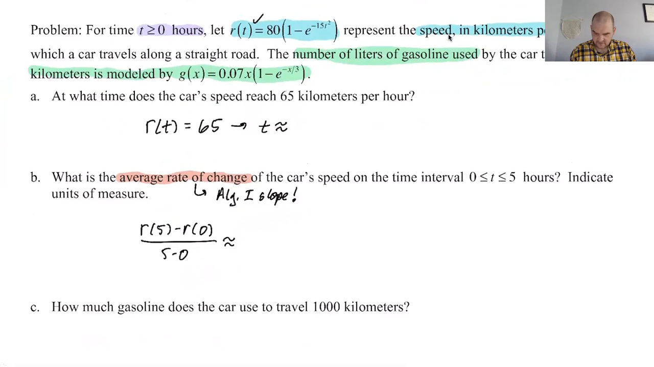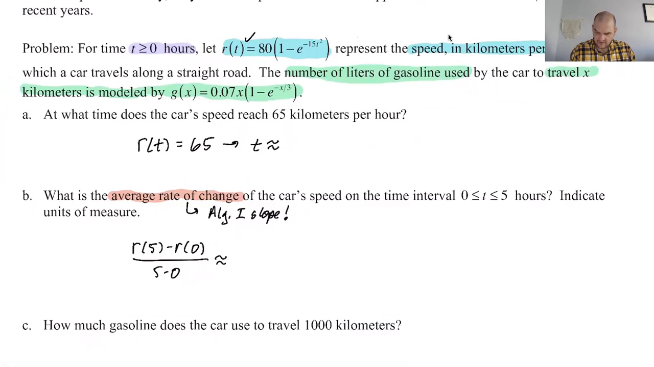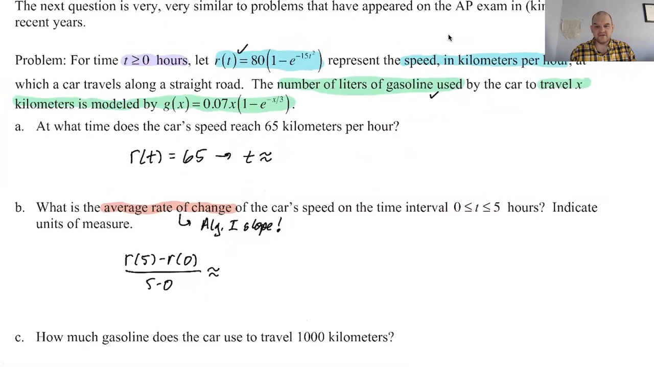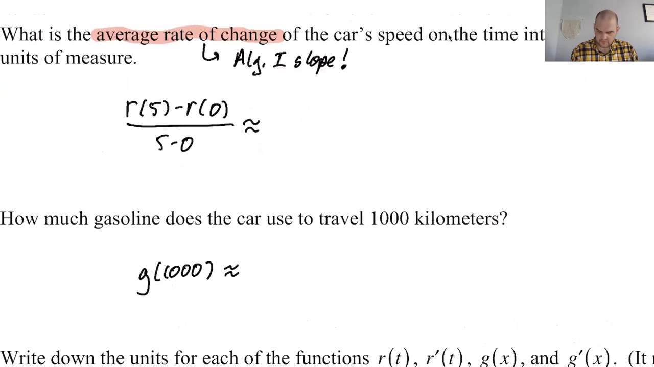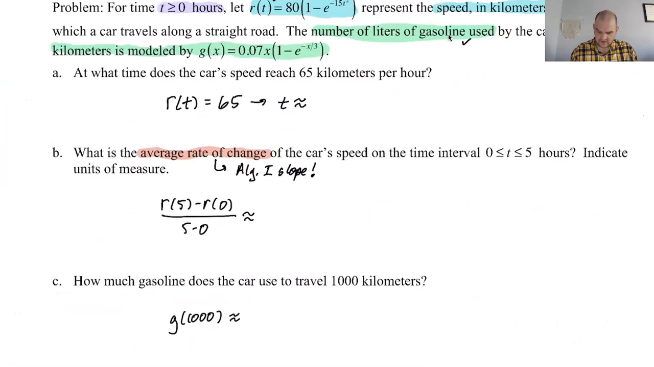The next question: how much gasoline does a car use to travel 1,000 kilometers? If we're traveling kilometers, the number of liters is going to be G of whatever. So we just have to find G of 1,000, right? If I take 1,000 kilometers and plug it into G, it'll tell me the number of liters of gasoline used. So this is just going to be G of 1,000. All right, so I'm going to switch over to the calculator and punch these in so that we can get answers and start thinking about units on our answers.